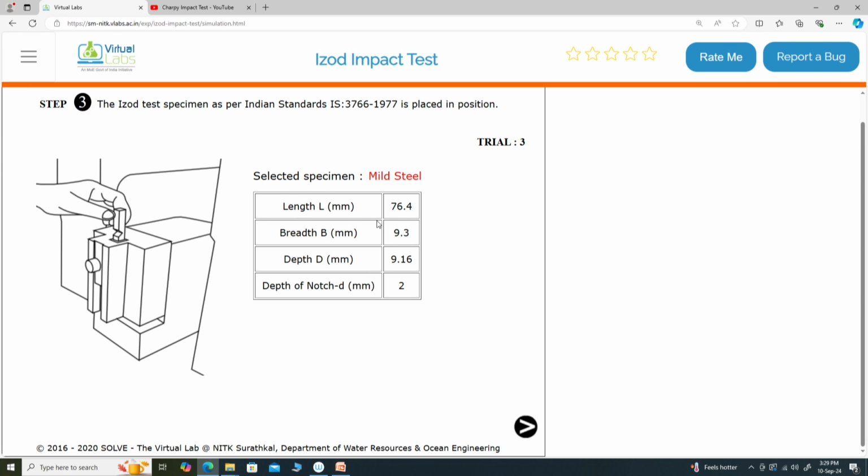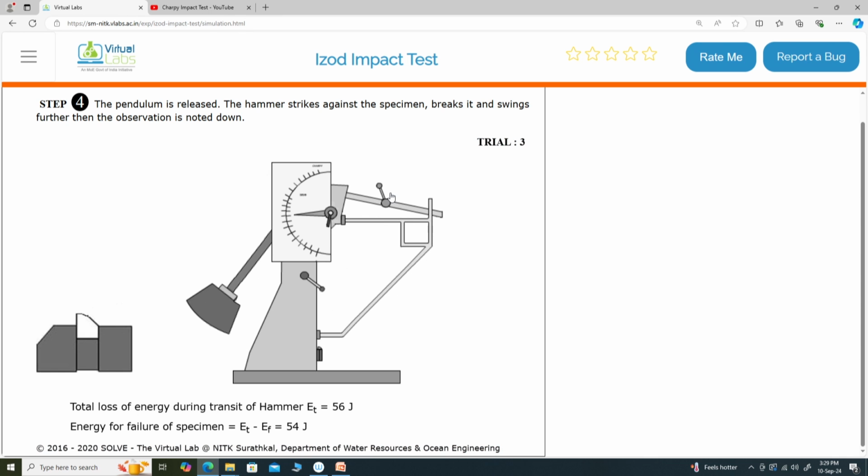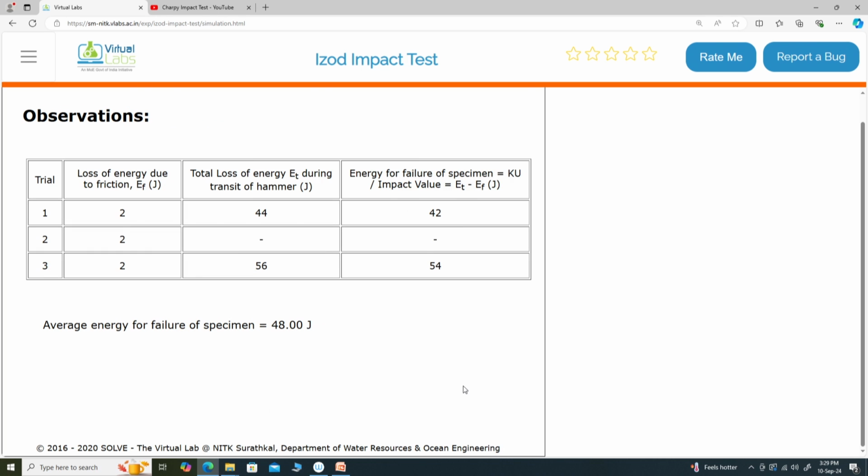Here the length of the specimen is given, breadth is given, depth is given, depth of the notch is also given. Let us try to test this. The specimen is held, the notch is in the direction of the striker. It strikes, it is broken now, and the energy that is obtained here is 56 joules. 56 joules implies the energy for failure of the specimen would be 56 minus 2, which is 54 joules. So, that energy we have obtained.